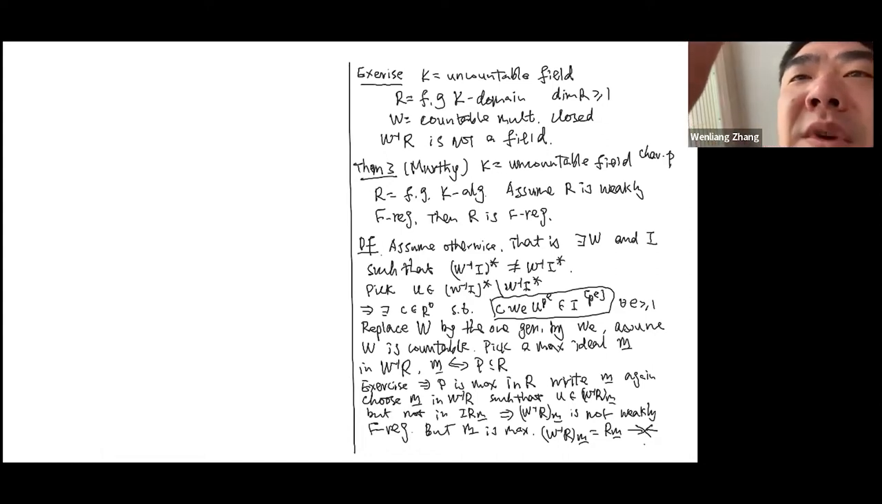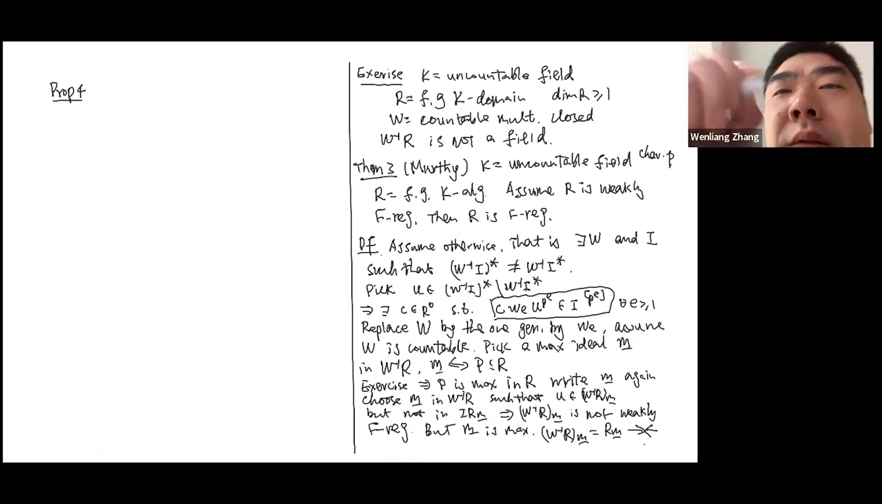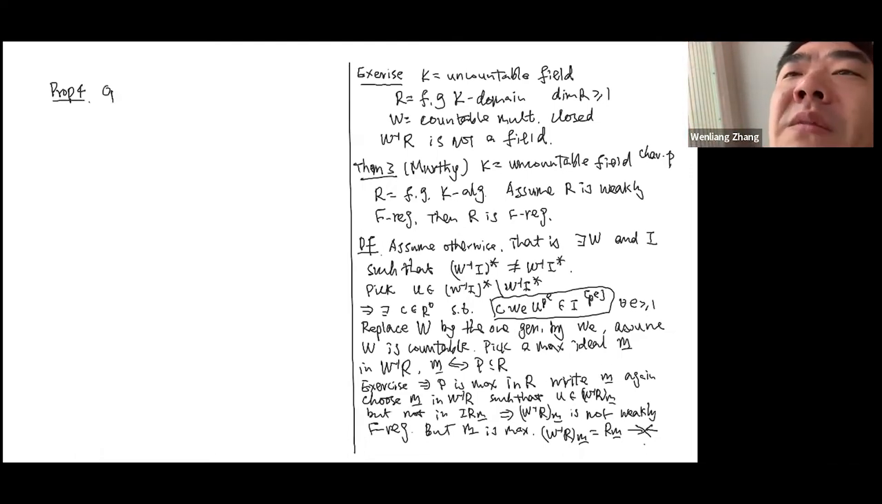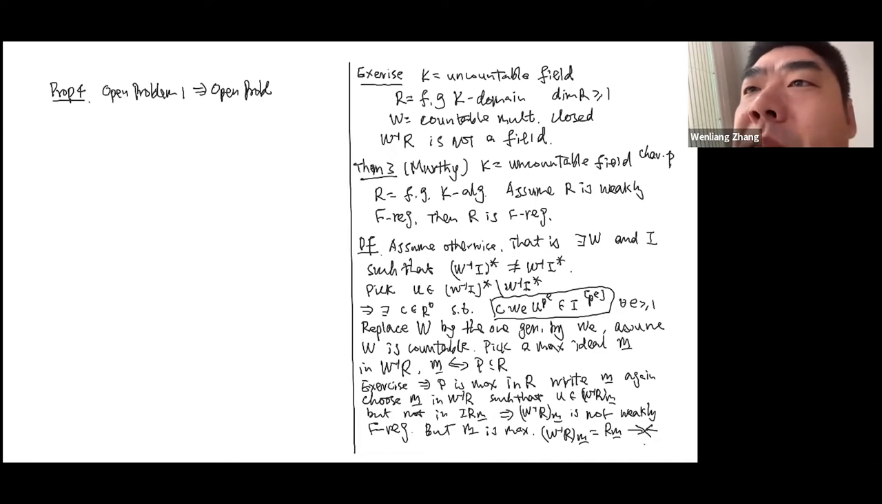Okay. So now let me go back to the point I'm trying to make. Let me write this way. I think it should be clear. This implies open problem... actually, one implies two. Meaning a positive answer to question one, i.e. if tight closure commutes with localization at one element, then weak F regularity localizes.